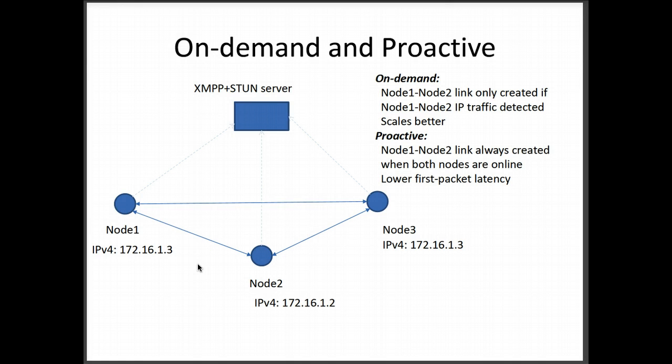In the example that I showed in the demo, we looked at the so-called on-demand connections, and this allows links to be created only when there's traffic detected between the 2 nodes. When I pinged machine number 6, it took a few seconds for that to take place and for the on-demand link to be created. This scales better, and for smaller networks, you can also use a proactive mode where links are always created between nodes when they are both online. And this lowers the latency for the first packet by proactively creating new links.